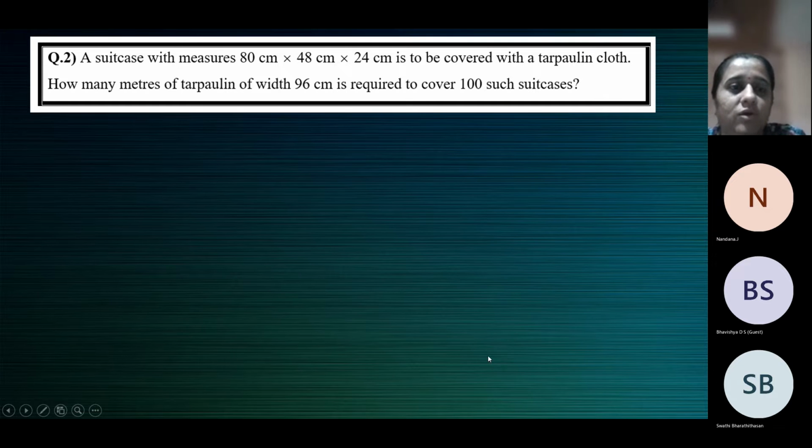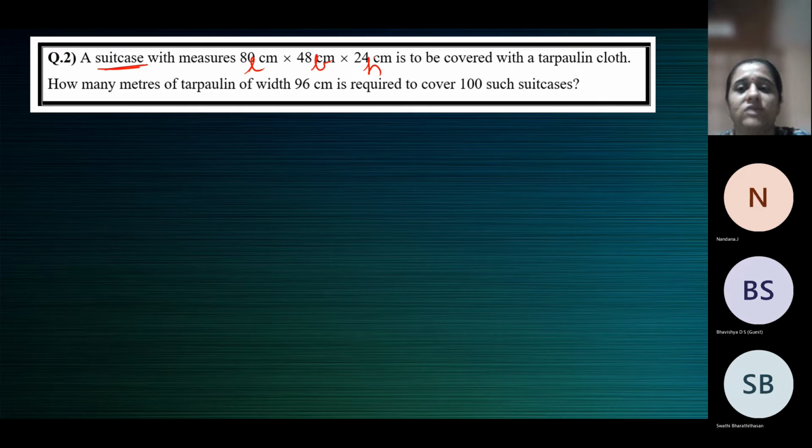A suitcase that measures 80 centimeters by 48 centimeters by 24 centimeters is to be covered with tarpaulin cloth. Looking at the dimensions, you can understand it's a cuboidal suitcase, because you're given the length, breadth and height, and they are all different values.